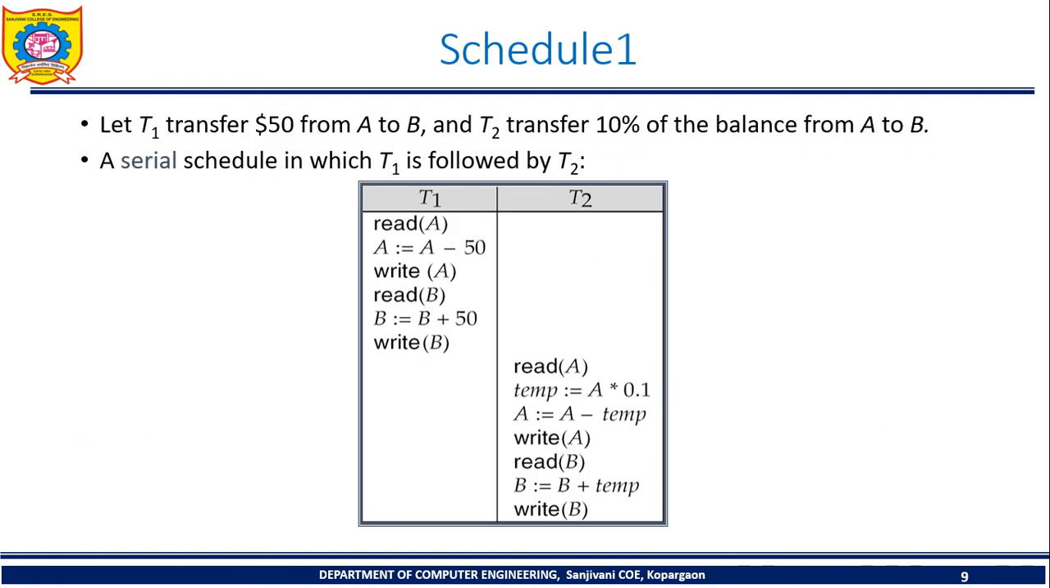Schedule 1. Let T1 transfer $50 from A to B and T2 transfer 10% of the balance from A to B. This is a serial schedule in which T1 is followed by T2. You can see the operations in transaction T1 and in transaction T2. In T2, we transfer 10% of the balance from A to B, and in T1, we transfer $50 from account A to B. You can see the serial schedule in the diagram.